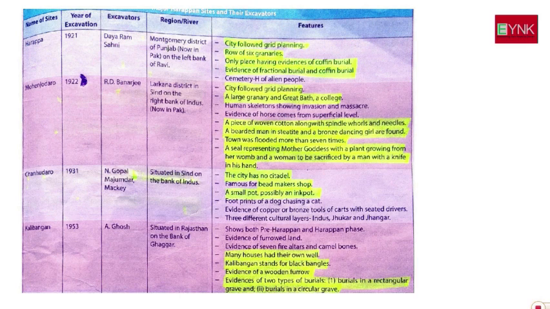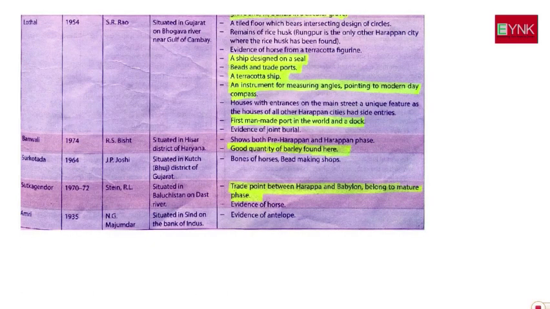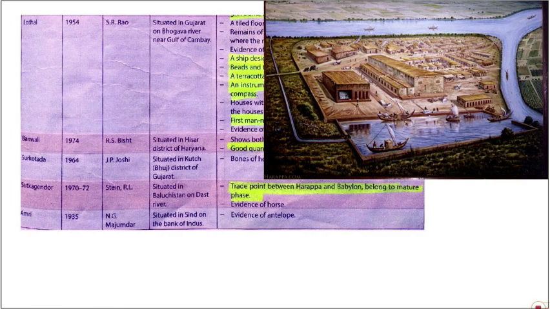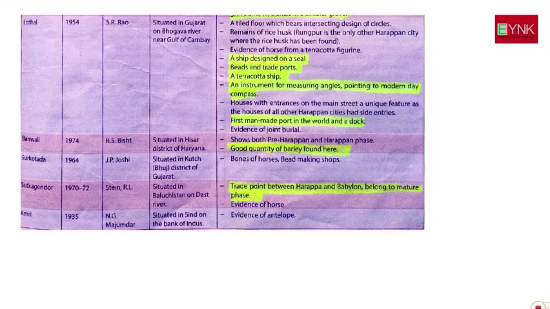Now moving towards Lothal. It was excavated in 1954 by S.R. Rao. It is located in Gujarat on the Bhogava River. Here you can find the first man-made dockyard and also an instrument for measuring angles, pointing to the modern-day compass. They had ships. That helps us understand that they had a strong route of transportation in the form of shipping, and they had bigger trade lines during that period.